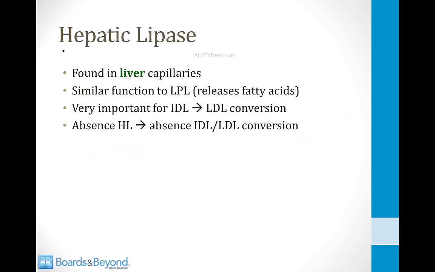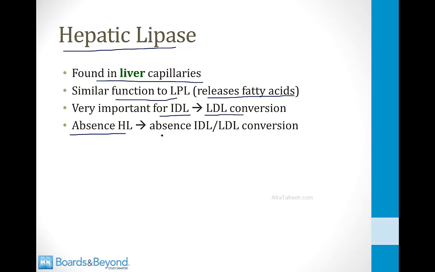A word about hepatic lipase. It's found in liver capillaries and it has a similar function to lipoprotein lipase. It causes the release of fatty acids. It's very important for the conversion of IDL particles into LDL, and we know this because in lab animals who do not have hepatic lipase, they are unable to convert IDL into LDL.